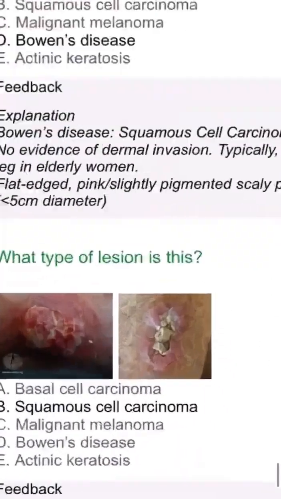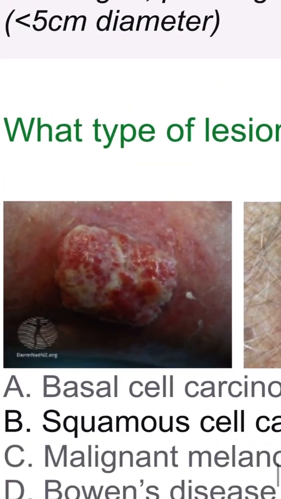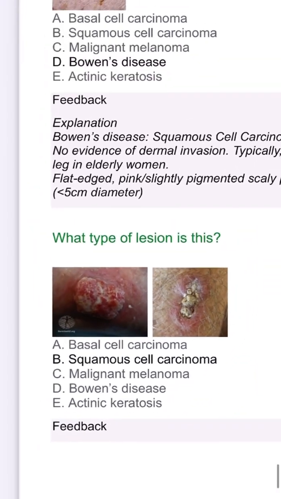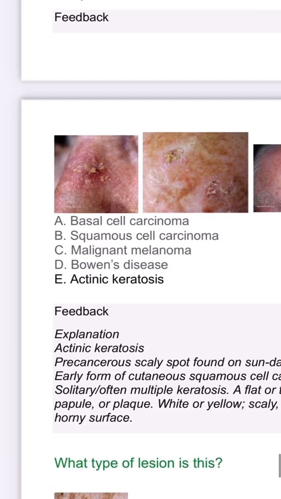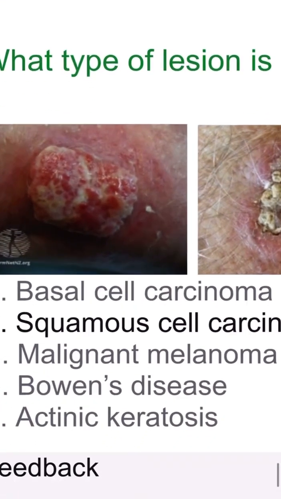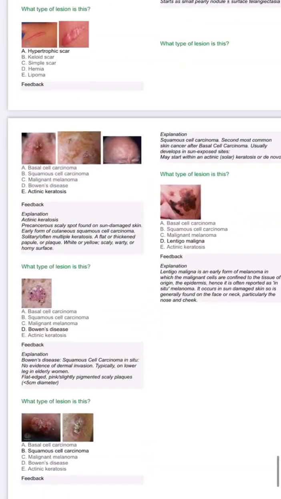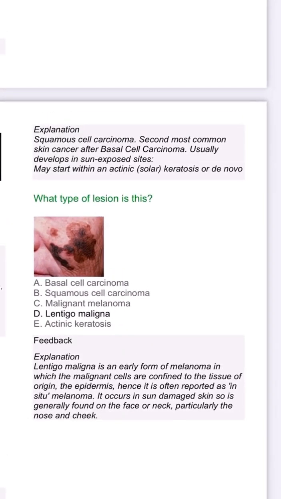And what type of lesion is this? This is squamous cell carcinoma. This is actinic keratosis, and this is squamous cell carcinoma. So squamous cell carcinoma is the second most common skin cancer after basal cell carcinoma, usually developing in skin exposed to sun, and may start within an actinic or solar keratosis or de novo.